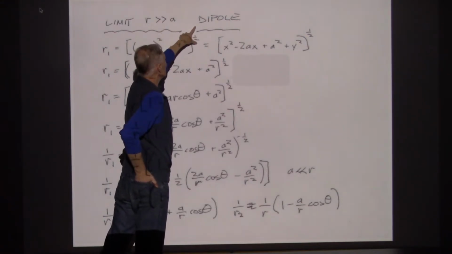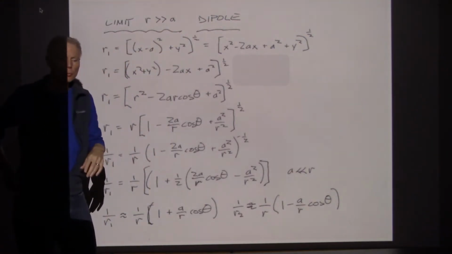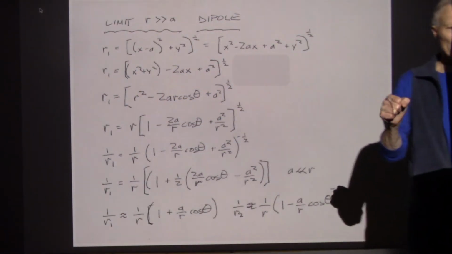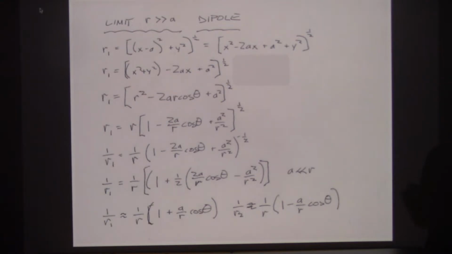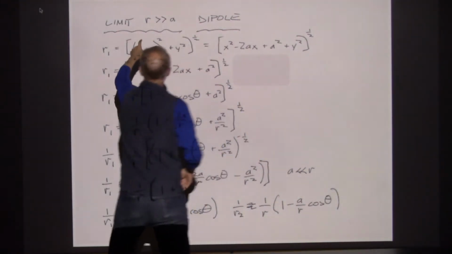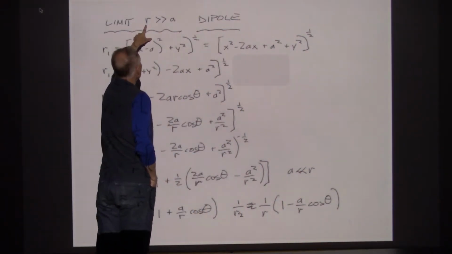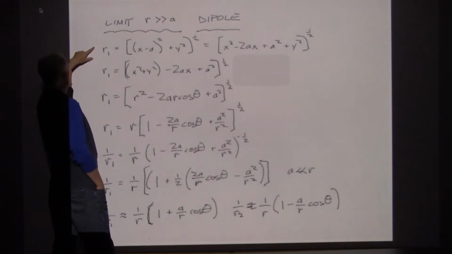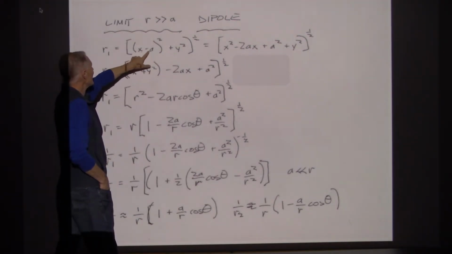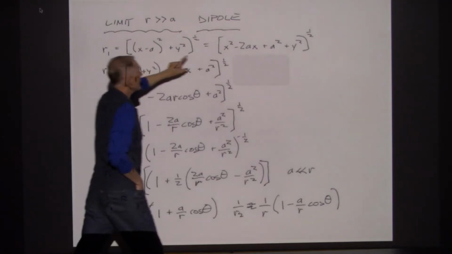That's often what we do with the dipole approximation: we treat the distance between the positive and the negative charges as being small compared with where we're making our observations. And so I expanded out this expression. That's going to be x squared plus a squared minus 2ax.